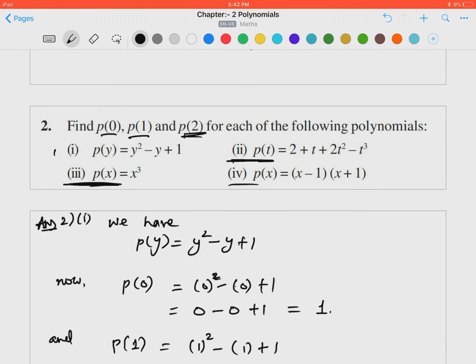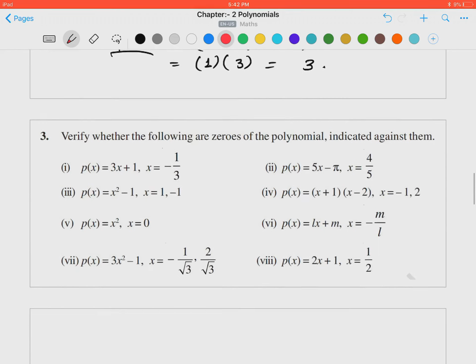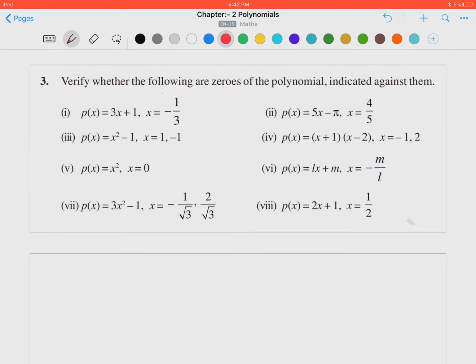I have done the first and the fourth part. The remaining two, this second part and third part, are your homework. Okay, you will try them by yourself. Moving ahead to next question, we have: verify whether the following are zeros of the polynomial indicated against them. So you are given a polynomial and the value of x. You have to check whether at this value this polynomial results into 0.